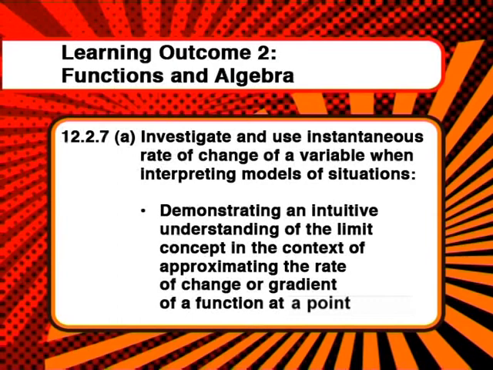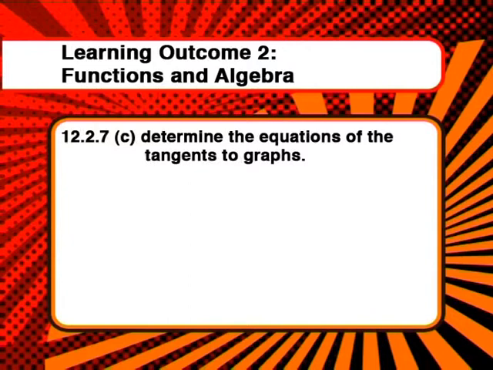Learning Outcome 2, Functions and Algebra, 12.2.7. A. Investigate and use instantaneous rate of change of a variable when interpreting models of situations, demonstrating an intuitive understanding of the limit concept in the context of approximating the rate of change or gradient of a function at a point. C. Determine the equations of the tangents to graphs.